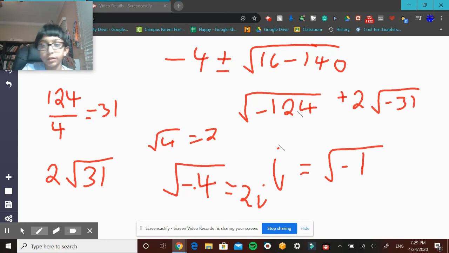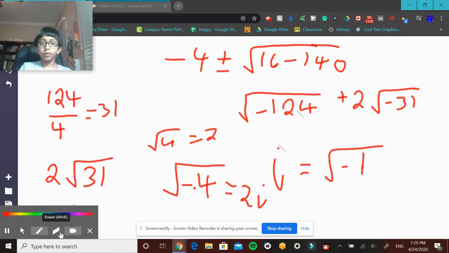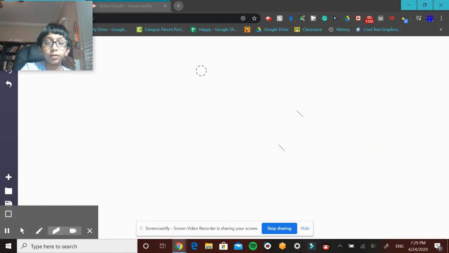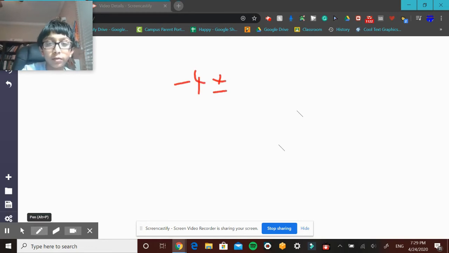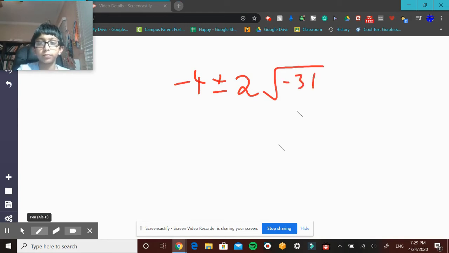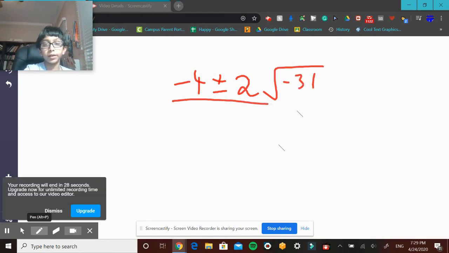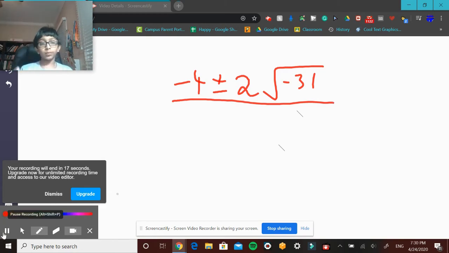Then, of course, we're going to have, let me erase our board, -4 plus or minus 2 square root of -31, and 2 divided by a. I forgot what a was. What was a? Here, wait. Let me figure out what a was. Apparently a was -5, so -5 times 2, since it's 2a, is -10.